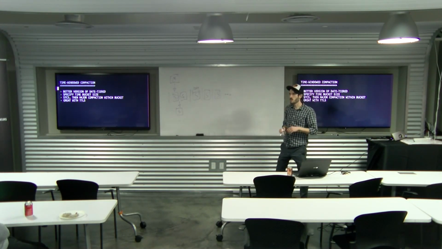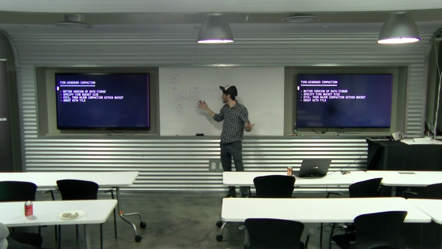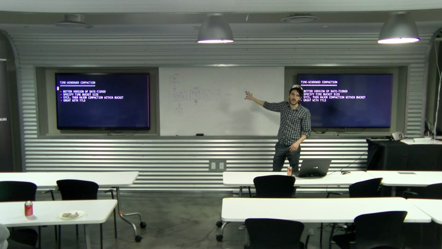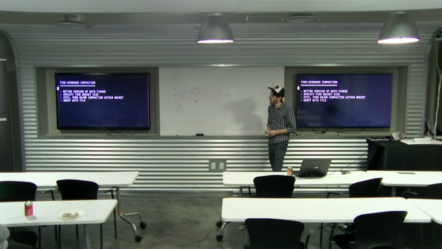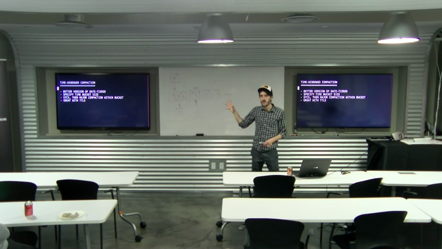So if we want to query data from a specific day, like Tuesday, we can easily tell that we only need to look at the SS table that corresponds to Tuesday, and we can ignore everything else.